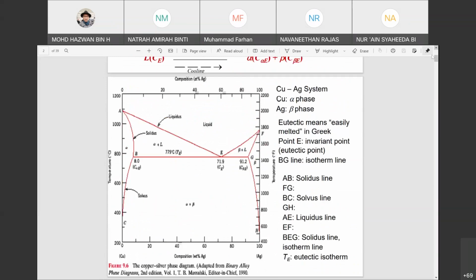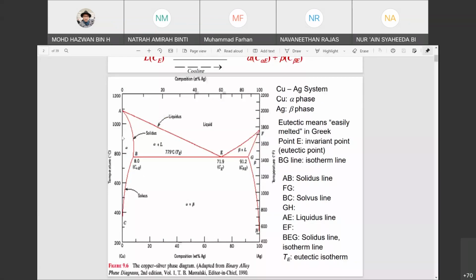So these are examples of a eutectic phase diagram. You have the temperature on the y-axis and the composition on the x-axis. This is a copper-silver eutectic system, but more or less any eutectic phase diagram will resemble almost the same pattern.